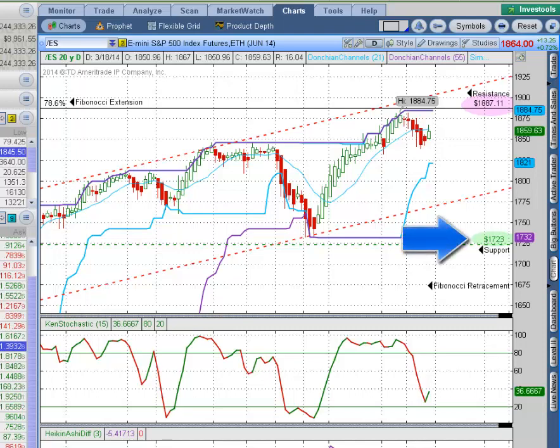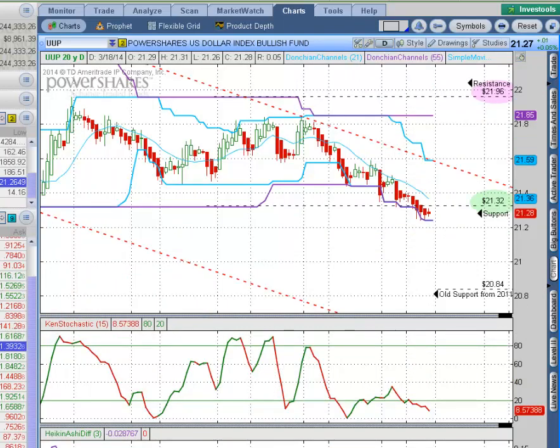Support is at 1723 as seen by the green oval, and resistance is at 1887 as seen by the pink oval. The US dollar closed up slightly, but it still closed below the support line at 21.32 for the fourth day in a row. The US dollar remains in the downtrend channel highlighted by the red dashed lines. The next support level is at 20.84. Resistance is at 21.96 as seen by the pink oval.